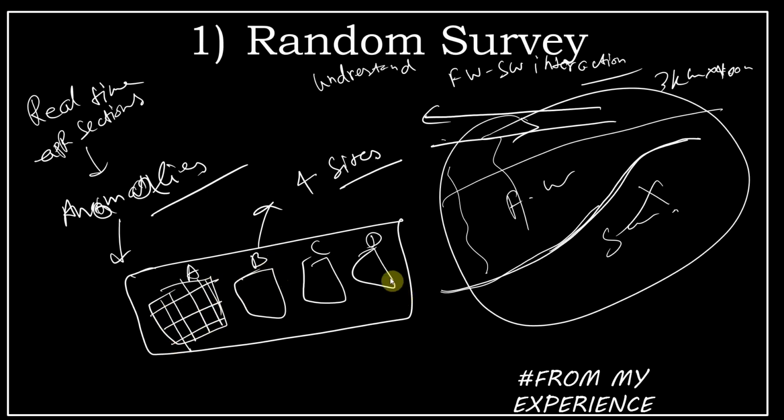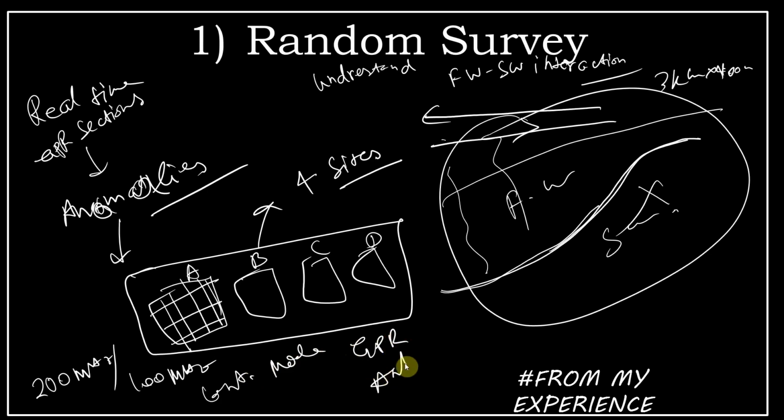That would be your first step, and you will be using a 200 megahertz or 100 megahertz continuous mode GPR antenna. See, these things are not written in any textbook. You won't find it in any book or any paper. Whatever I am talking about is totally from my experience, okay. So some of you might not agree with me also. So this is the first step you should do.